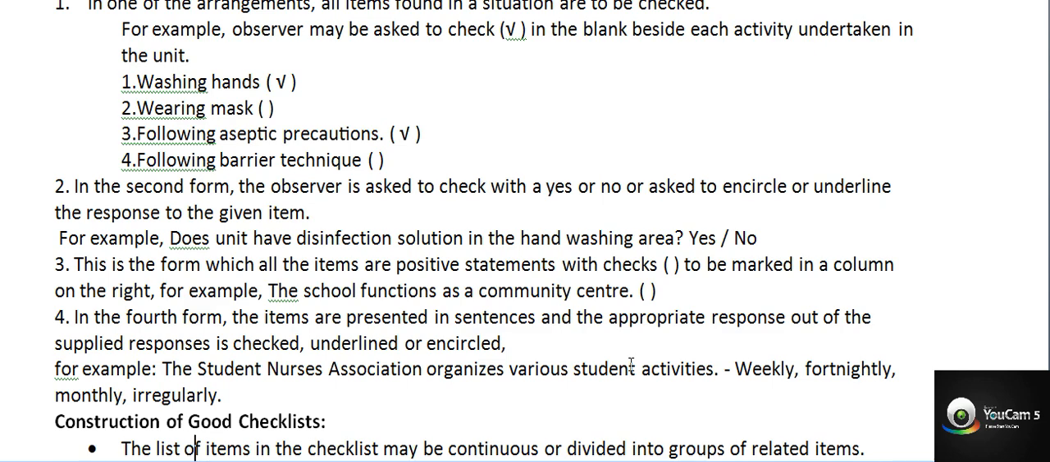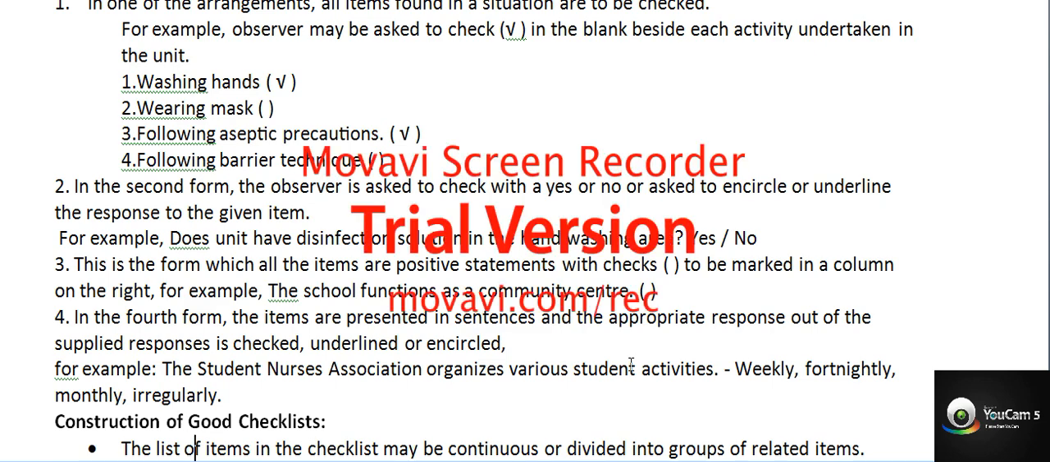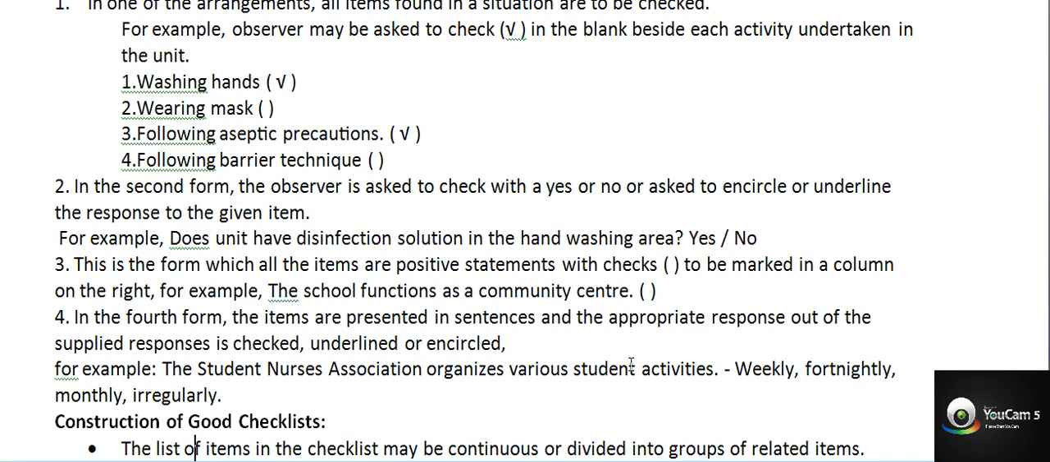So there will be positive statements, same like this, written related to the topic or a variable you have taken for the research. Then you will put empty brackets, and when you go to the school for the observation, you can put the tick marks. So this is another way of constructing a checklist.